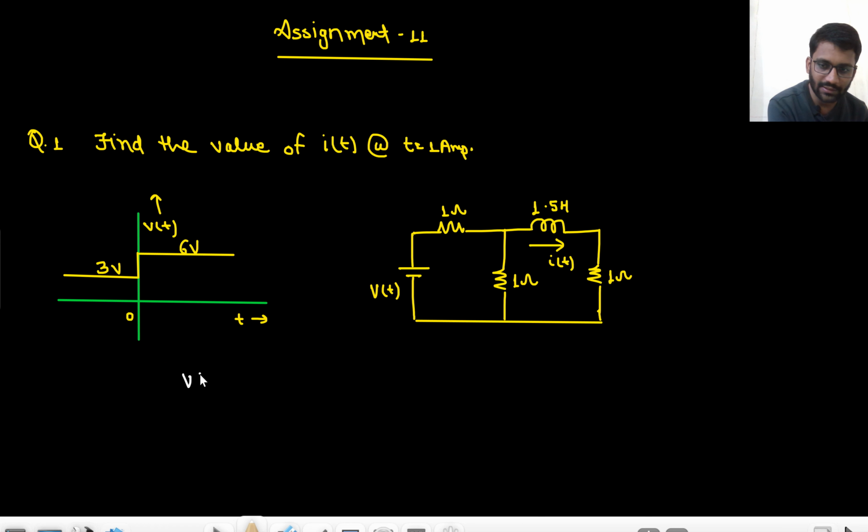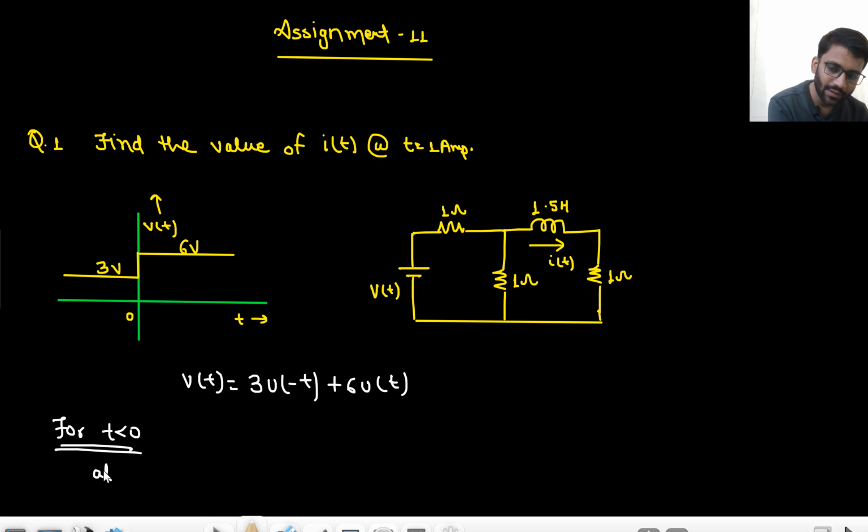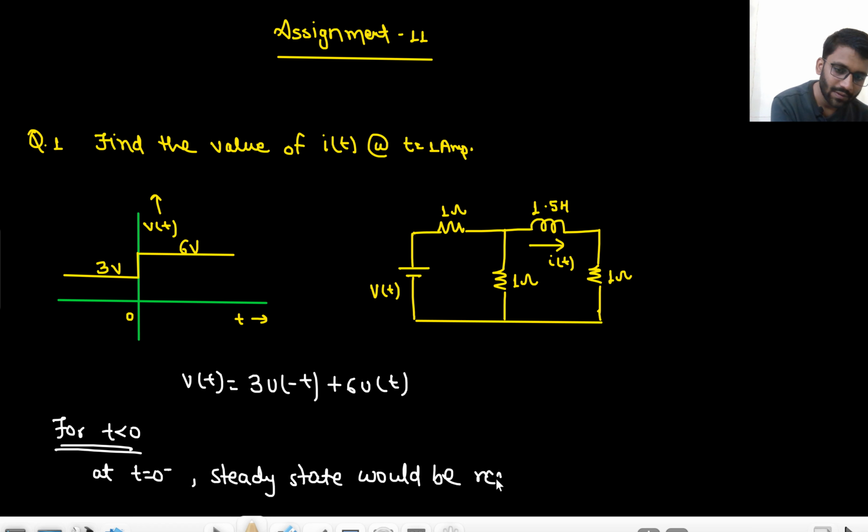What is Vt? Vt is simply 3 u of minus t, and after t equals 0 it is 6 u of t, right? So for t less than 0 what will happen? At t equals 0 minus, steady state would have been reached. Since 3 volt is applied for a very long time, steady state would have been reached and the inductor would be short circuited. At steady state the inductor is short circuited.